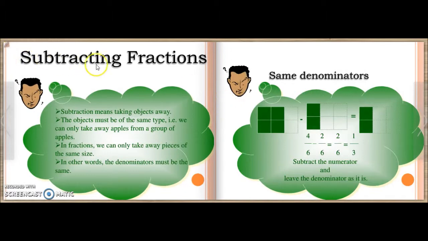Next, subtracting fractions. Subtraction means taking objects away. The objects must be of the same type. We can only take away apples from a group of apples. In fractions, we can only take away pieces of the same size. In other words, the denominators must be the same. Let's look at examples of subtracting fractions with the same denominators. 4 over 6 minus 2 over 6 equals 2 over 6. Subtract the numerators and leave the denominator as it is.